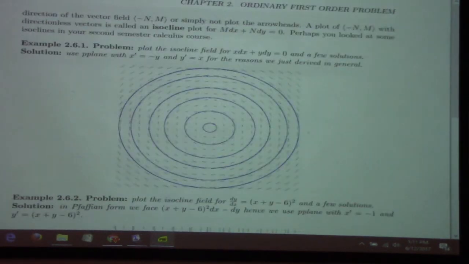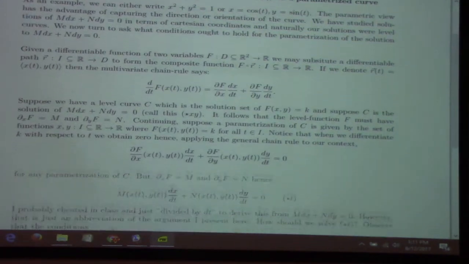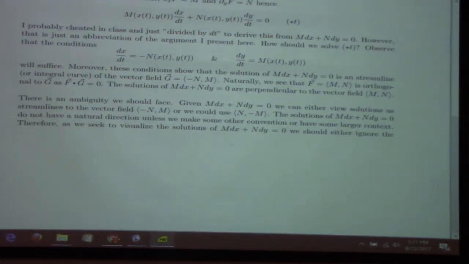Let's go back. So that's the one thing. The existence and uniqueness theorem, just a word on that.